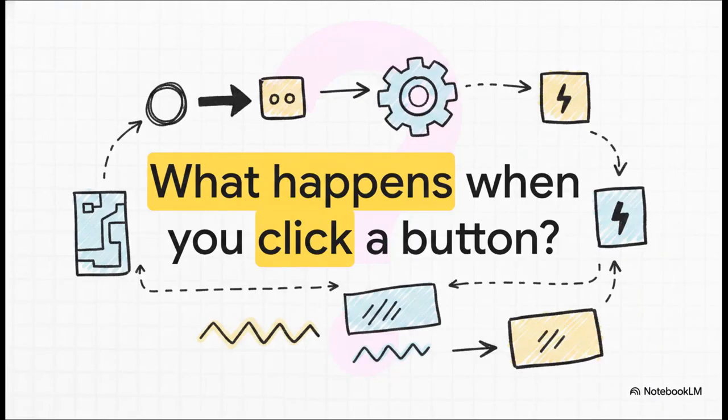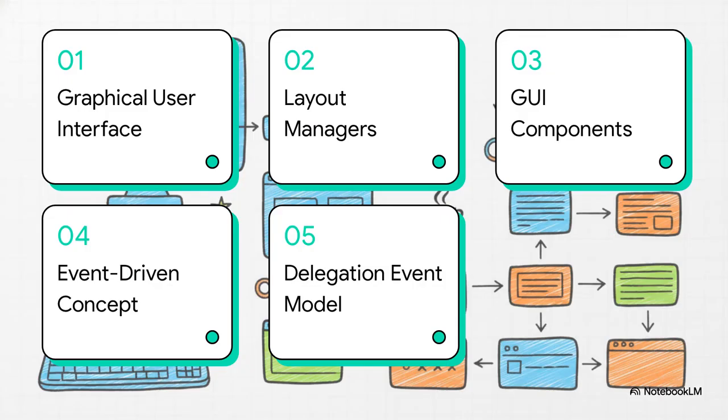To really wrap our heads around event-driven programming, we need to start by deconstructing a single everyday action. Think about it. What is the actual anatomy of a button click? We do this thousands of times a day, right? Literally without a second thought. But under the hood of a Java app, that one simple click kicks off this incredibly fascinating, highly choreographed sequence of operations.